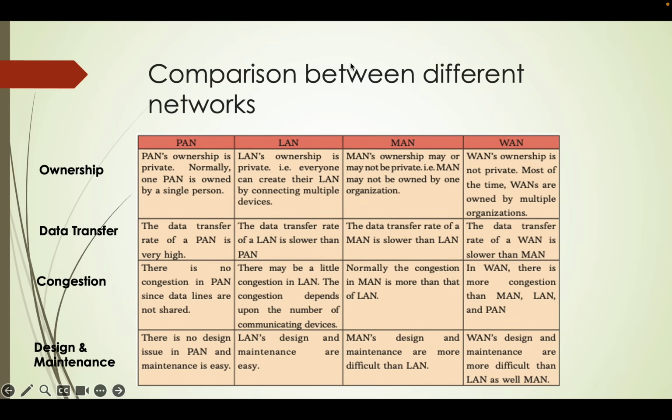so the comparison between different networks. Now that we have seen how PAN, LAN, MAN, and WAN differ from each other based on geography, we have categorized this based on ownership, data transfer, congestion, design, and maintenance. Okay, based on ownership, we will see how PAN, LAN, MAN, and WAN differ amongst each other.